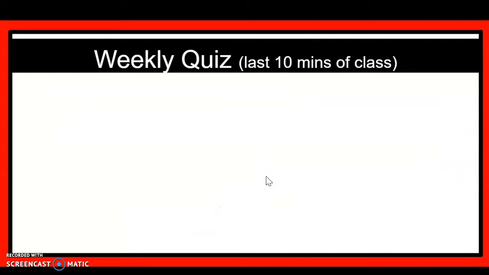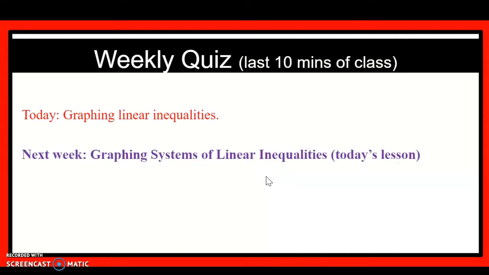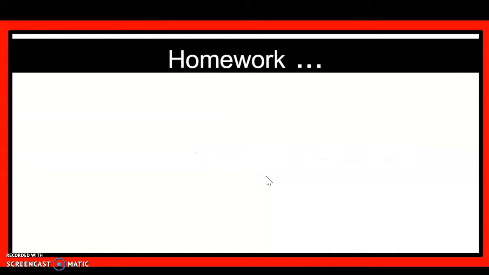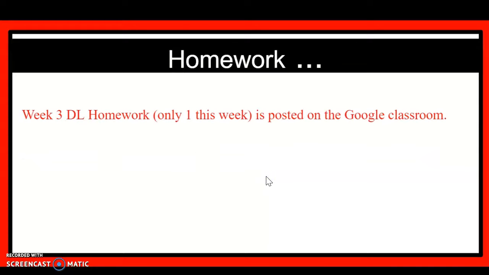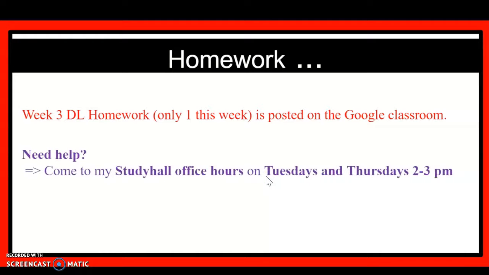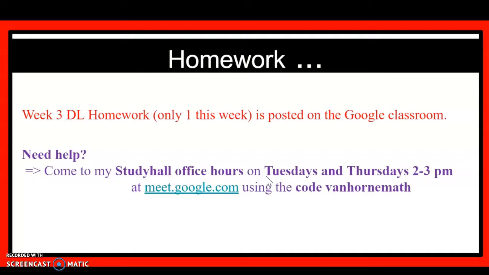Weekly quiz. It will be the last 10 minutes of the class, and today's quiz will be on graphing linear inequalities. Next week's quiz will be on graphing systems of linear inequalities, which is today's lesson. So homework for today. You are only getting one homework this week. Yay! It's on the Google Classroom. If you need help, come see me during study hall. That's on Tuesdays and Thursday from 2 to 3 at meetgoogle.com using code VanHornMath.